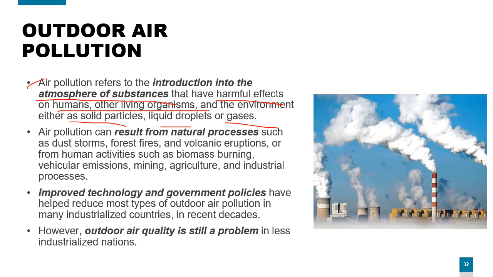So air pollution can result from natural processes such as dust storms, forest fires, volcanic eruptions, or from human activities such as biomass burning, vehicular emissions, mining, agriculture, and industrial processes. So take note, class, that improved technology and government policies have helped reduce most types of outdoor air pollution in many industrialized countries in recent decades.